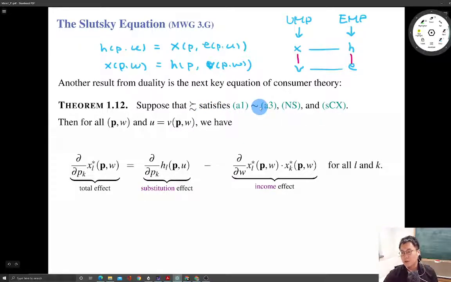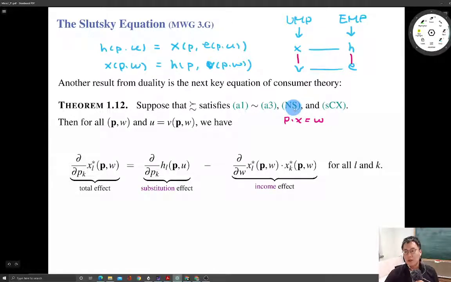So in addition to the 3 basic assumptions on preference relations, we are going to assume local non-satiation, that is necessary for Walras' law. Okay, so P dot X is equal to W. When we established the duality between X and H and V and E, we made use of the monotonicity assumption, but it turns out that it can be weakened to local non-satiation.